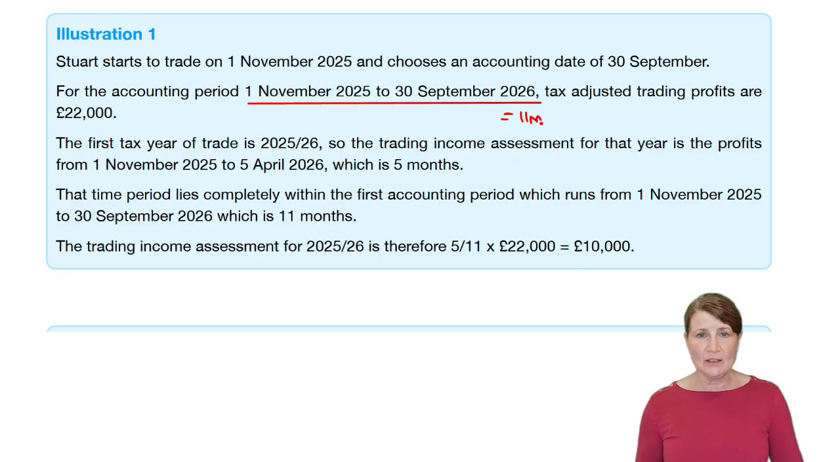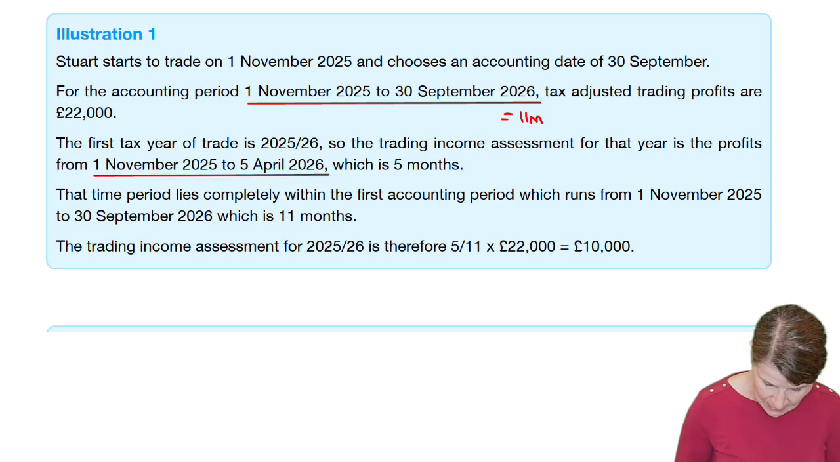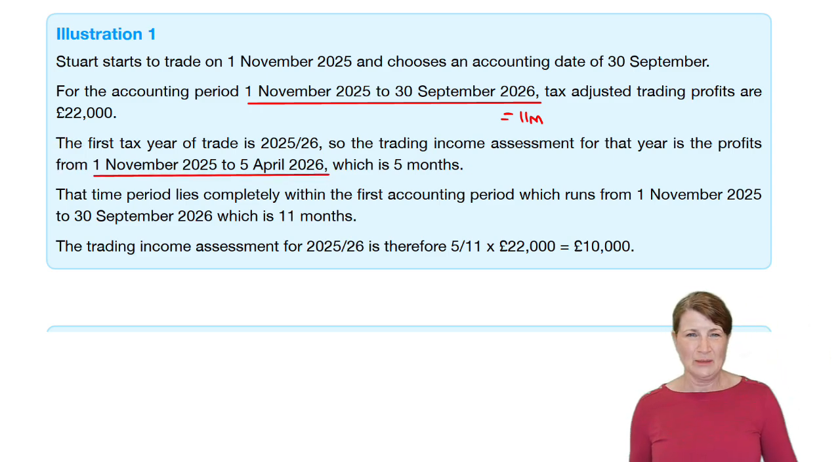So we start to trade on the 1st of November 2025, and that's in the tax year 2025-26. So therefore, we need the profits from the 1st of November 2025 to the 5th of April 2026, but don't forget that we work to the 31st of March. We ignore those first few days in April. So that gives us November, December, January, February, March. We're going to tax 5 months worth of profit in that first tax year.